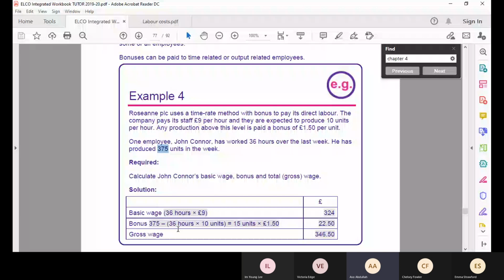extra, and it is paid at £1.50 per unit. So 15 units times £1.50 equals £22.50. So the gross wages for the week is £346.50.